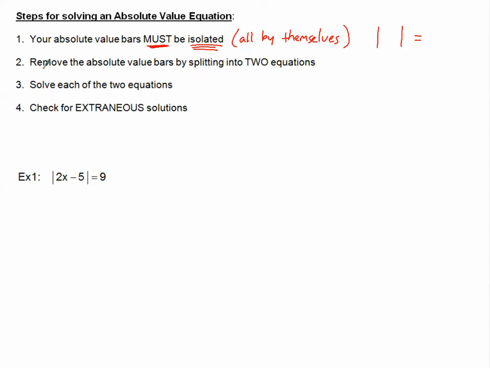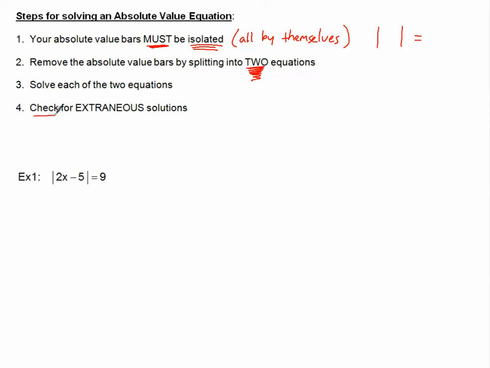Once we do that, we're going to remove the absolute value bars by splitting into two equations, and I'll explain how to do that. Once we've done that, we'll have two equations. We're just going to solve each of the equations. We'll solve for our variable.